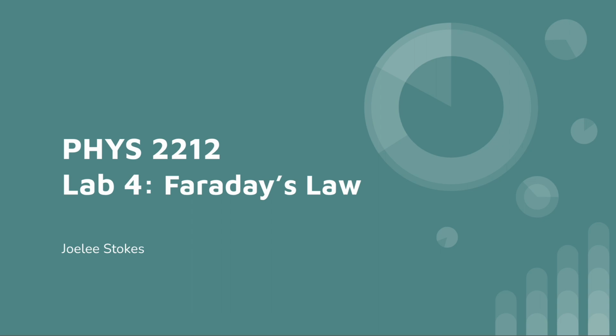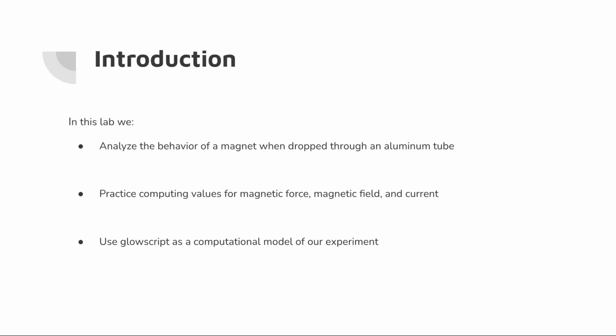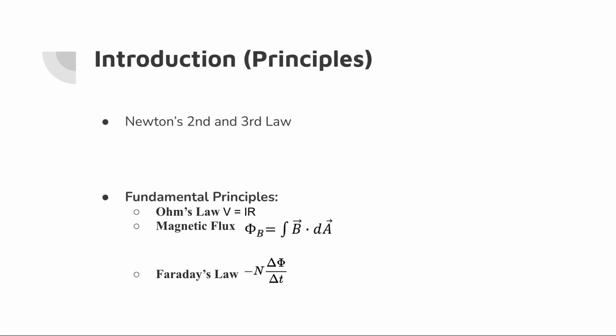This is my Lab 4 on Faraday's law for Physics 2212. To begin with, in this lab, we analyze the behaviors of a magnet when dropped through an aluminum tube, practice computing values of magnetic force, magnetic field, and current, and use GlowScript as a computational model for our experiment. Some principles included in this lab are Newton's second and third law, and fundamental principles including Ohm's law, magnetic flux, and Faraday's law.